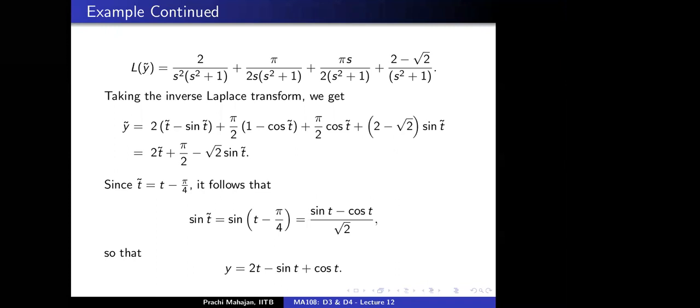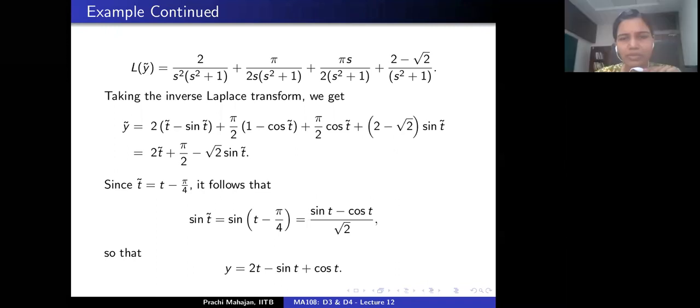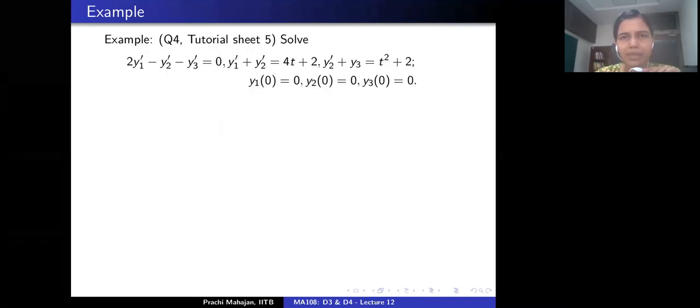So let's continue our theme of working out a few more examples. Let's look at this problem from tutorial sheet 5. One is required to solve a system of equations here. You have three unknowns, y1, y2, y3, and three differential equations and initial conditions available. So we are solving a system of differential equations using the method of Laplace transforms.